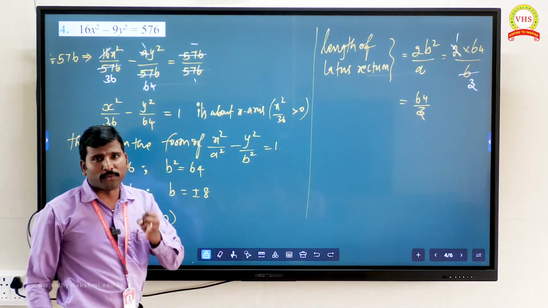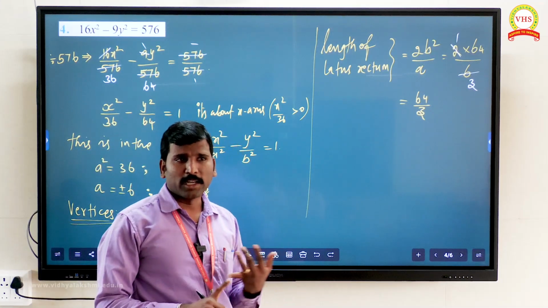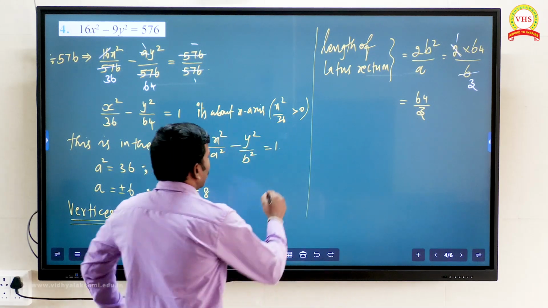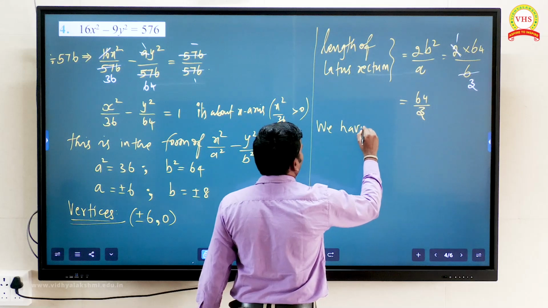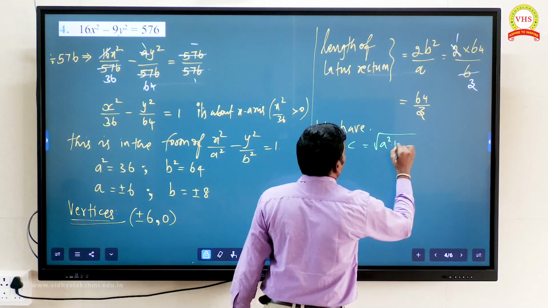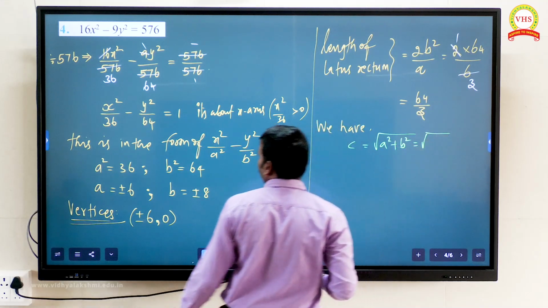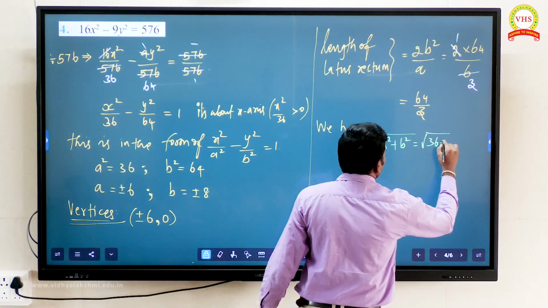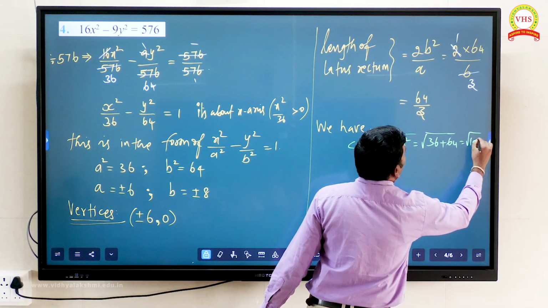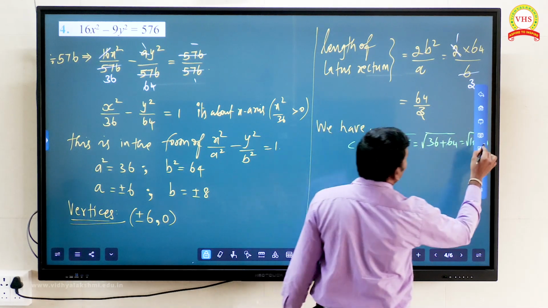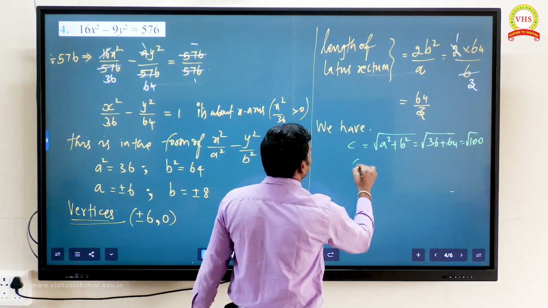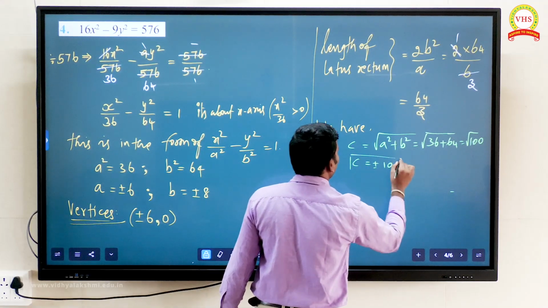That's it. Now we have to find foci and eccentricity. For finding foci and eccentricity, children, the c value is needed. We have the formula for finding the c value. Do you remember? c equals the square root of a square plus b square, which equals the square root of 36 plus 64. When you add both, what am I getting, children? 100. The root value of 100 is 10. Plus or minus 10. Let me write it here. c is equal to plus or minus 10. This is the c value.